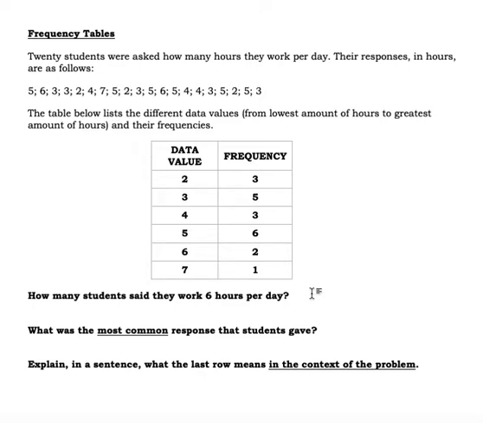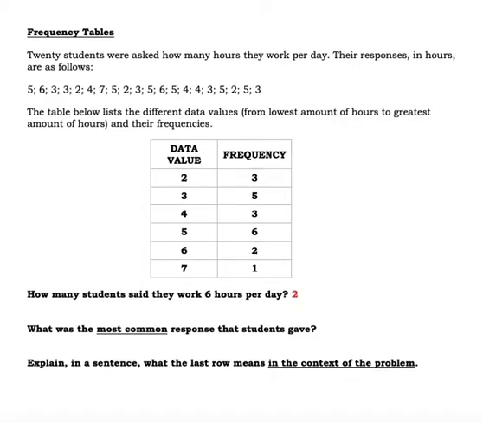How many students said they work 6 hours per day? So I have to look at the data value column and I have to look for the number 6 because this data value represents 6 hours that a student works per day. I see that the frequency is 2, meaning 2 students said they work 6 hours per day.